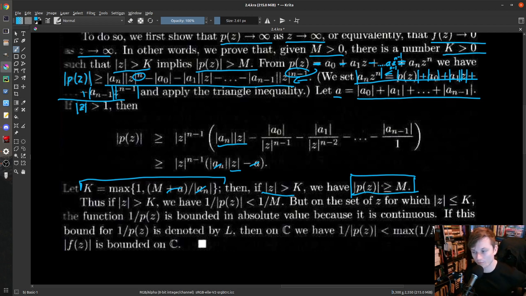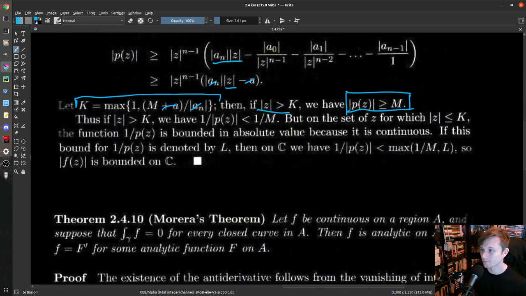So just flip everything around. Put modulus p on the bottom, put m on the bottom, and flip the inequality. So 1 over the modulus of p of z is less than or equal to 1 over m. But hey, on the set of z with modulus less than k, this function is bounded in absolute value because it is continuous. So if this bound for 1 over p of z is denoted by L, then on all of C, we have that 1 over the modulus of p of z is less than or equal to the max of 1 over m or L. That is, on this compact subset, a continuous function on a compact subset is bounded. You get out a biggest value.